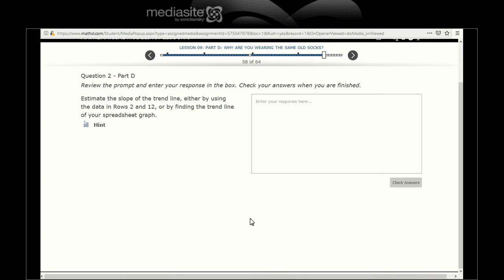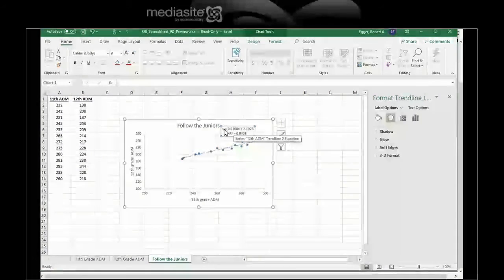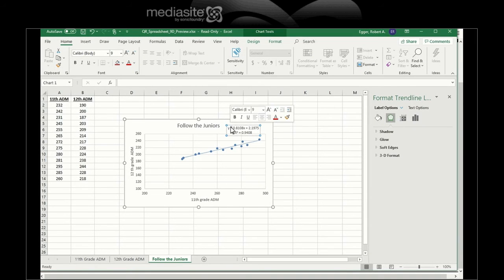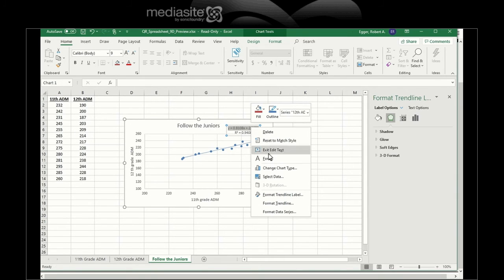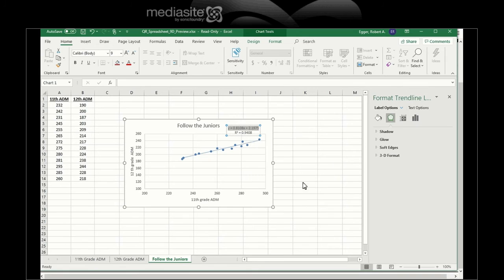Okay, review the prompt and response. Estimate the slope of the trend line either by using the data in row 2 and 12 or by finding the trend line of your spreadsheet graph. Hey, we just did that. Let's see if this works. Nope, can't copy it. So let's see. The trend line is 0.8108x plus 1975.